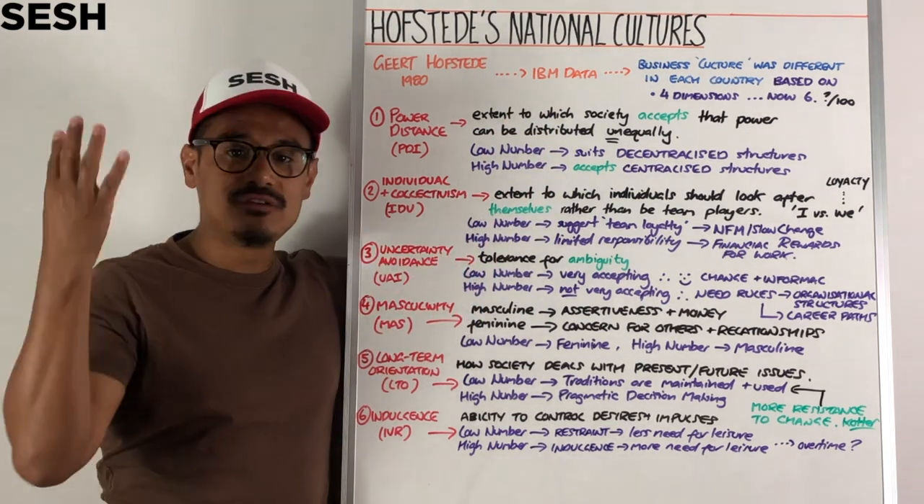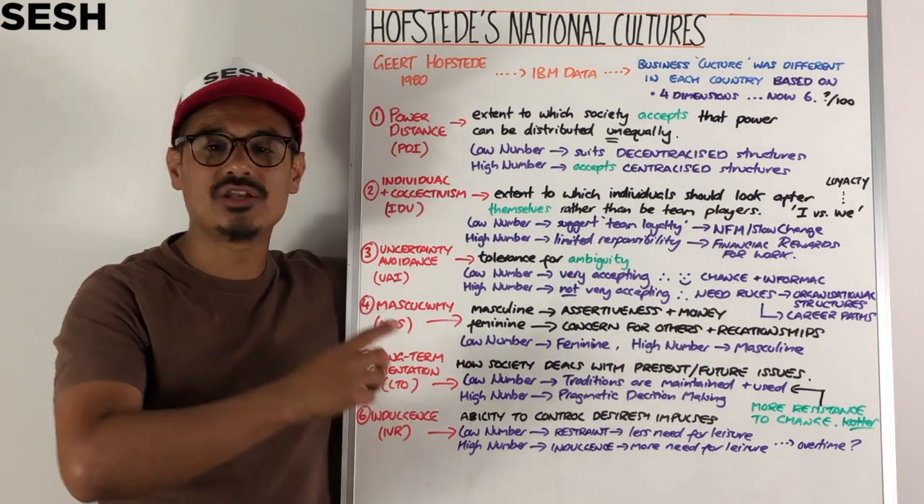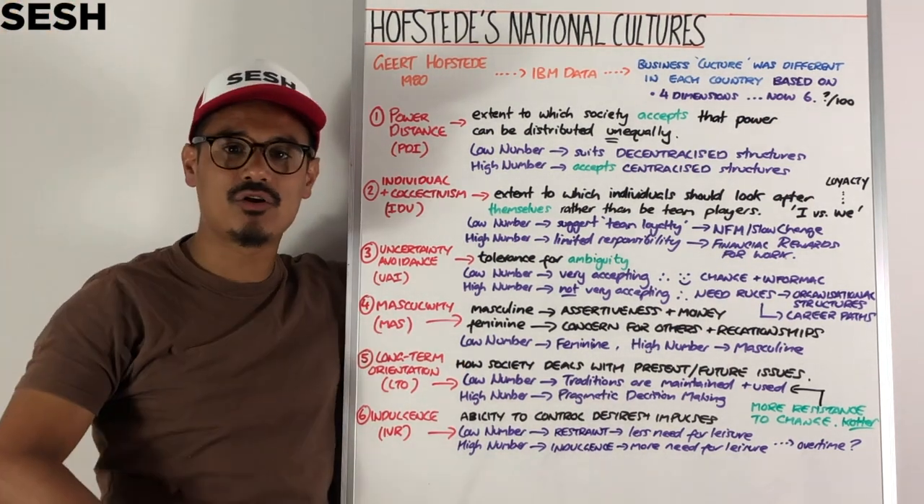He based that on originally 4 dimensions and has since added 2 dimensions, so it's now based on 6 dimensions. And those 6 dimensions are each scored out of 100. 100 is a high number, 0 is the lowest number.